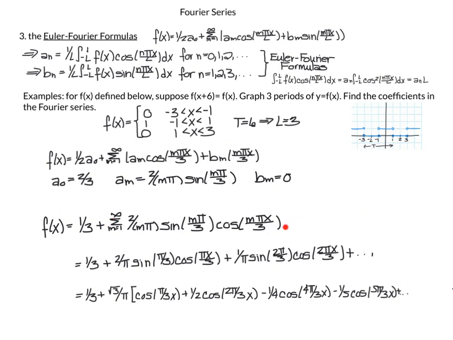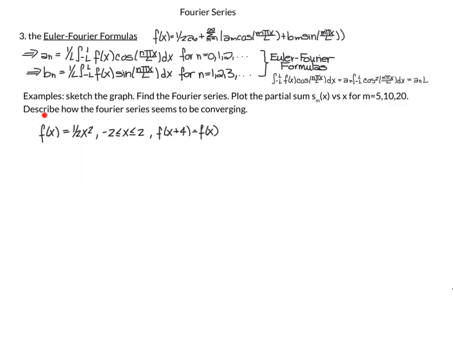And this form of the answer is just fine, but I did write out a few terms just so I could kind of get a feeling of what it looks like. For our last example, we're going to look at the function 1/2 x squared, x between -2 and 2, and f of x plus 4 is equal to f of x. We are going to find the Fourier series.